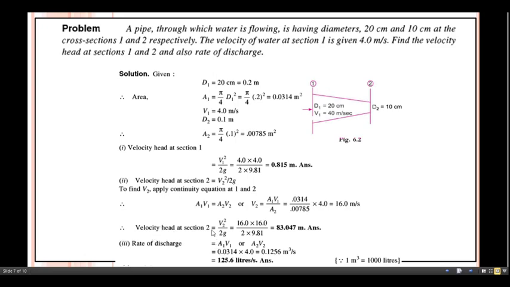Then the velocity head at section 2, by substituting the value of v2 and g, we can get 83.047 meter. Now the rate of discharge or rate of flow, we can get by using this relation: Q equals a1 v1 or a2 v2. Just substitute the value for a1 and v1 and do the calculation. We can get 0.1256 meter cube per second. Also we can get it in liters per second by multiplying by 10 raised to plus 3, so we get 125.6 liters per second.